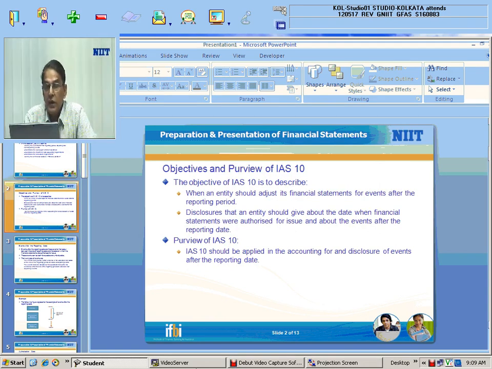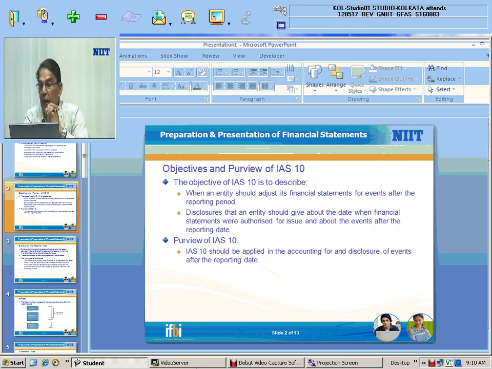The objective of IAS 10 is to describe when an entity should adjust its financial statements for events after the reporting date, that is, under which circumstances. It also describes the disclosure that an entity should give about the date when the financial statements are authorized for issue and about the events after the reporting date. So certain disclosures will also be required relating to events after the reporting date.